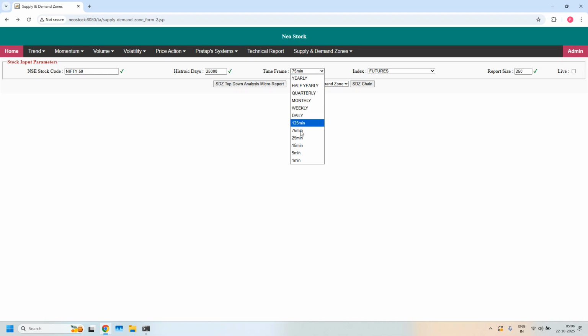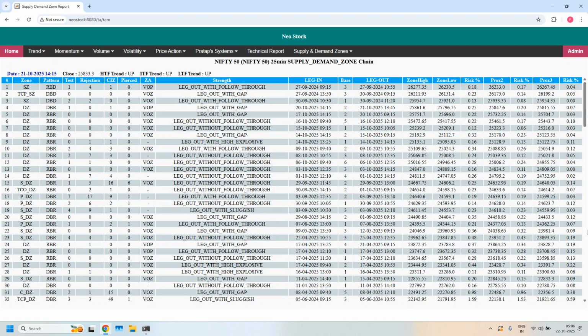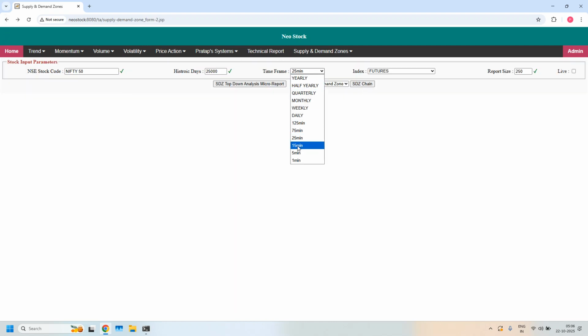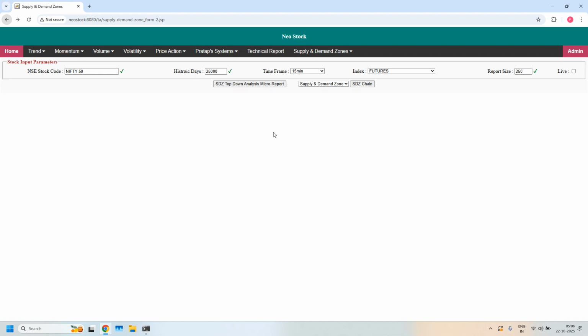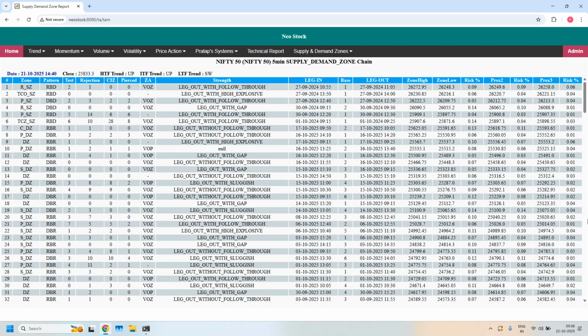Next, generating 25 minutes supply demand zone chain for NIFTY. Next, generating 15 minutes supply demand zone chain for NIFTY. Next, generating 5 minutes supply demand zone chain for NIFTY. So this is about the NIFTY supply demand zone chain.